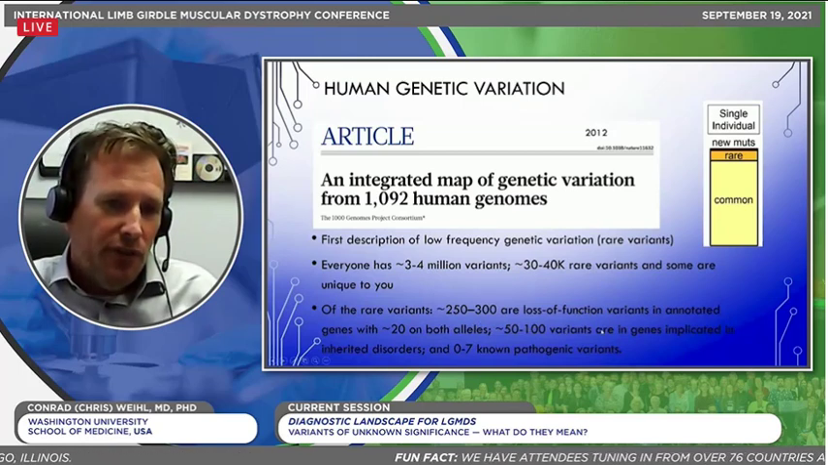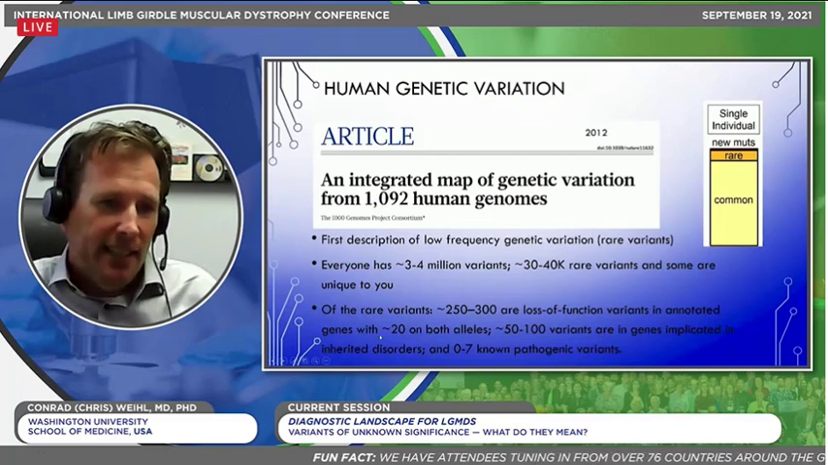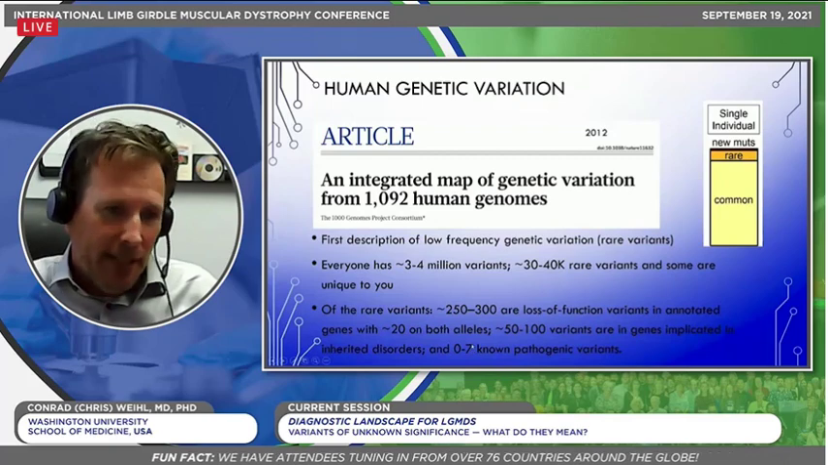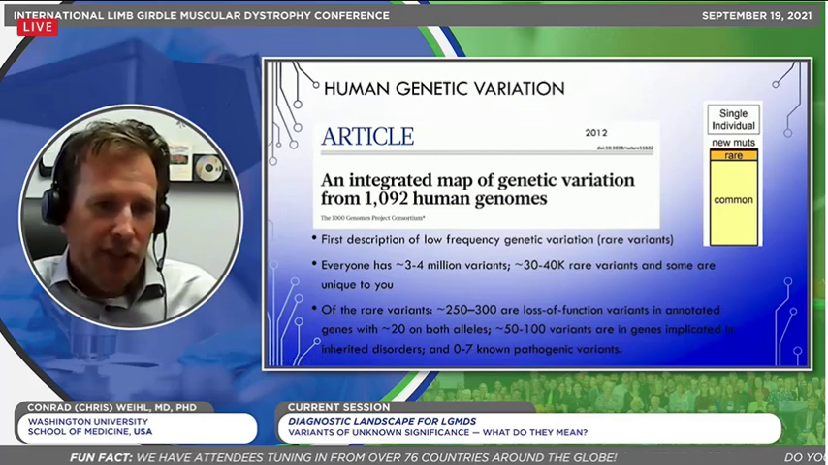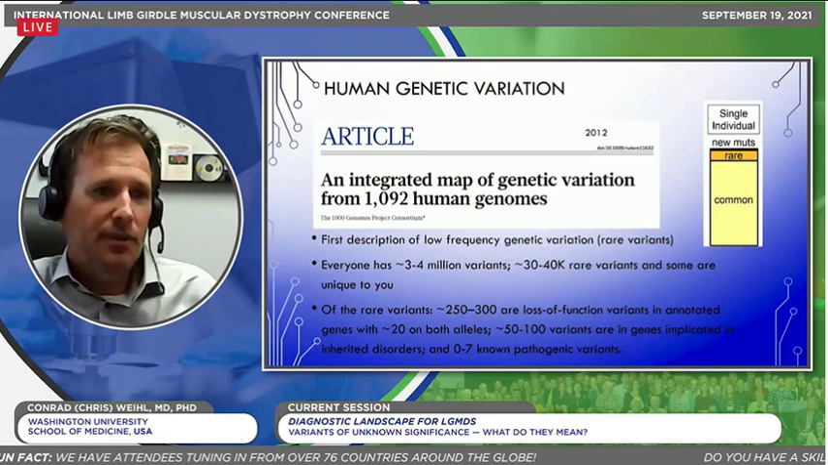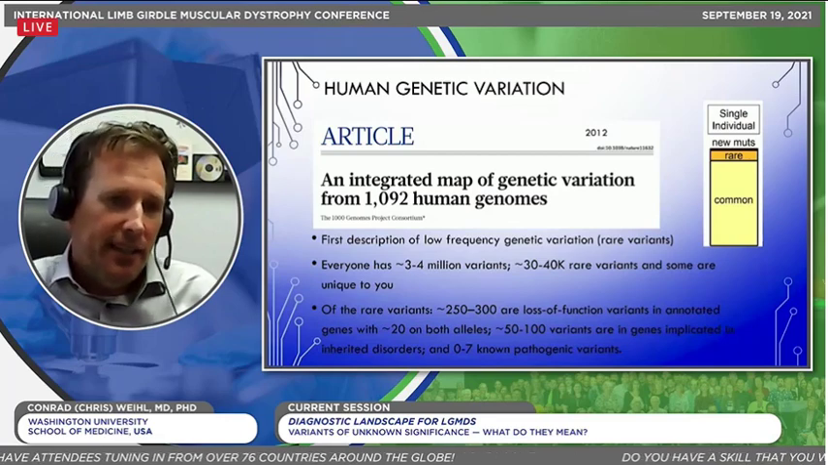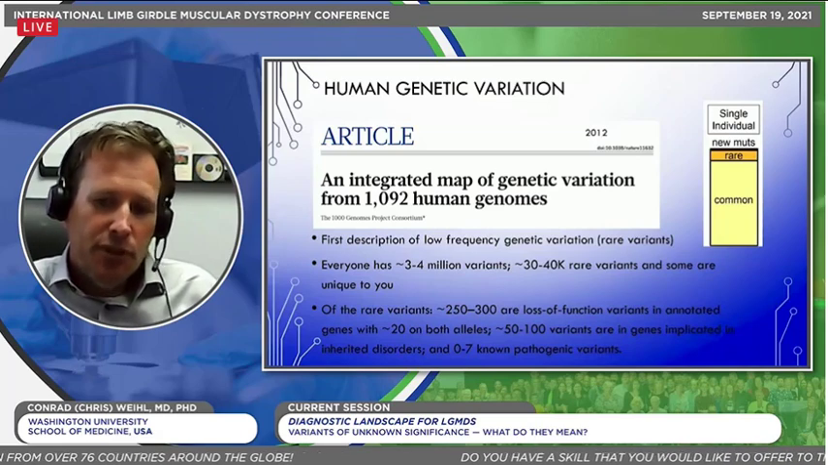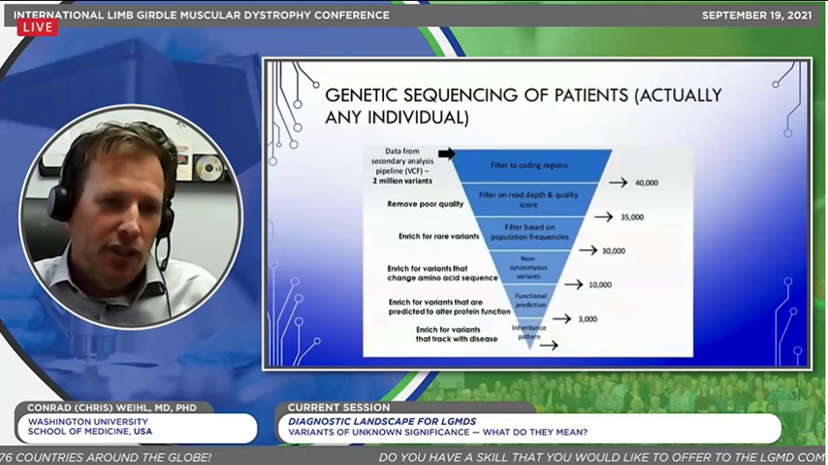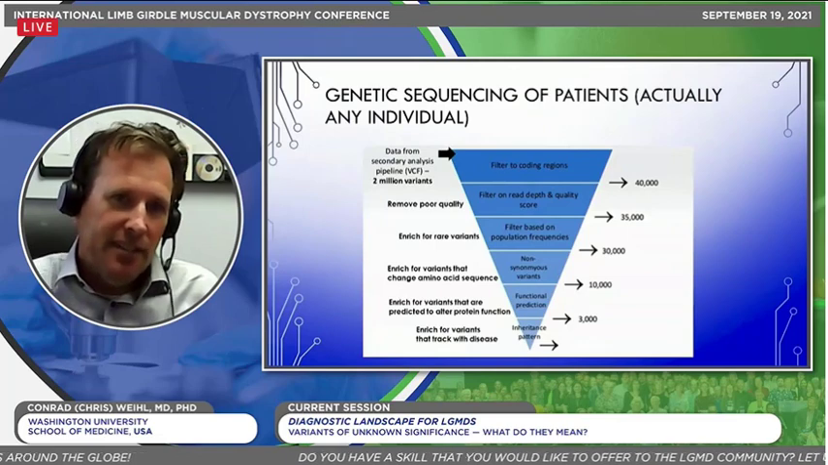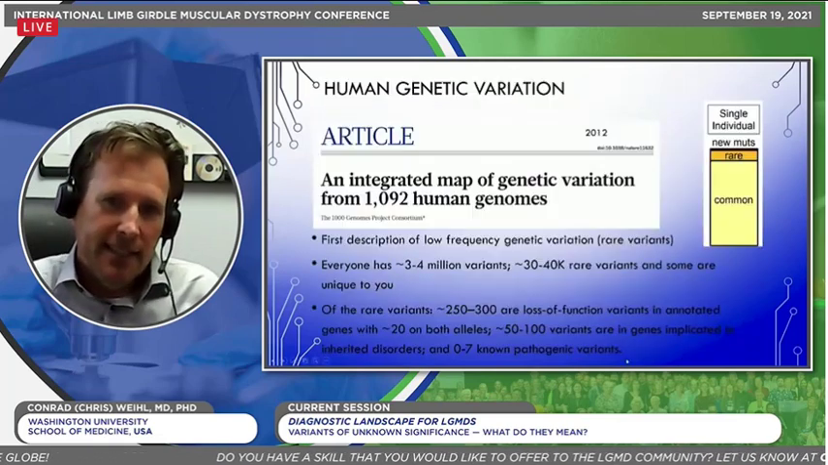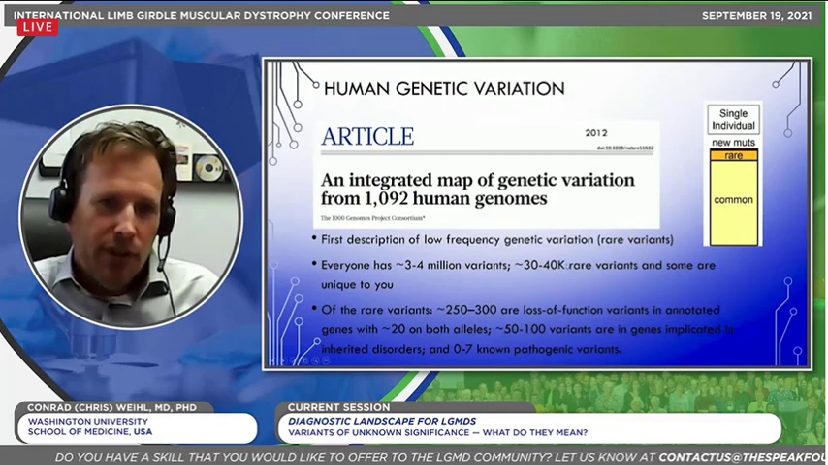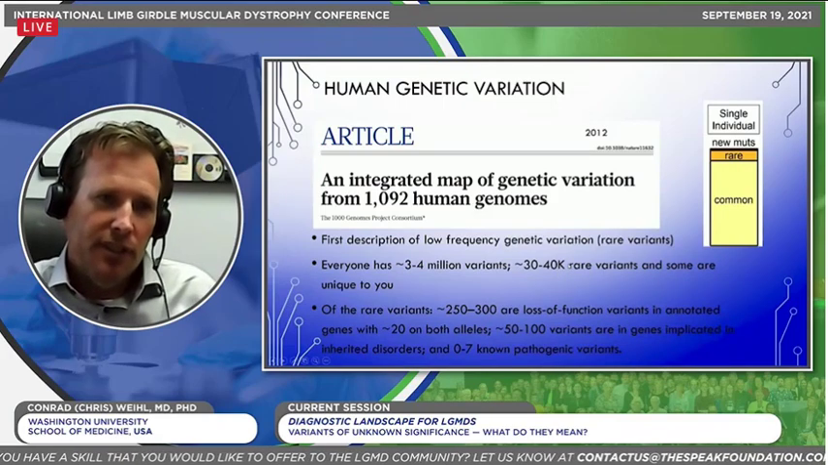50 to 100 of those variants are in genes implicated in inherited disorders, and 0 to 7 of them in everybody. So some people have known pathogenic variants in genes but don't manifest with disease. And so I think it's really, really interesting. And so to me, it really should be no surprise that whenever we do a genetic test, many of us have variants of unknown significance, because as I said, we have 30 to 40,000 rare variants. Some of those are going to be in limb-girdle muscular dystrophy genes.